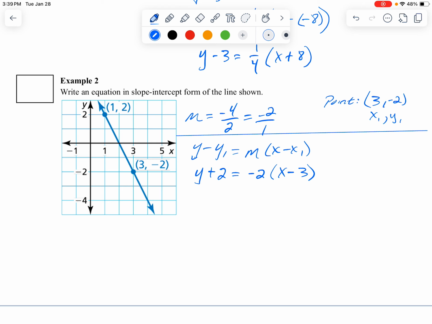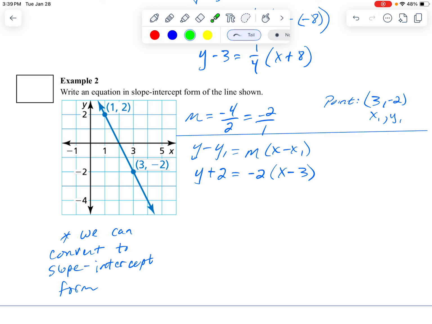So we can also, it's pretty easy for us to convert to slope intercept form. And so let's do that. And this is going to be a two-step process. If we're already right here, we're going to need to distribute this value here, distribute our slope. So we'll do that first.